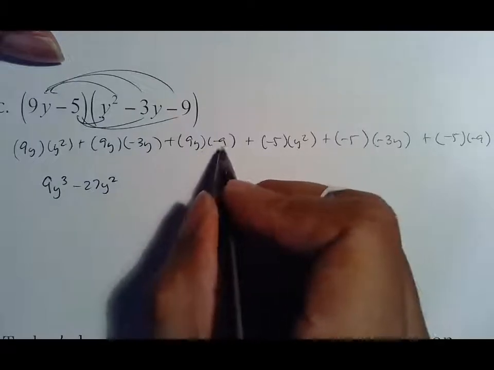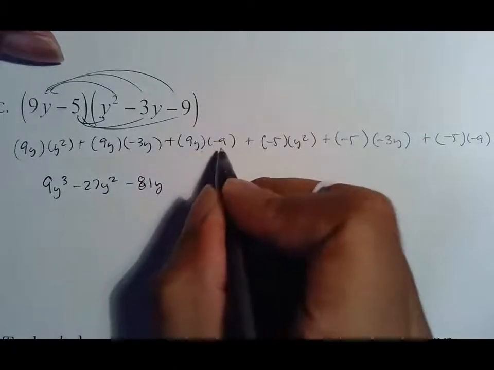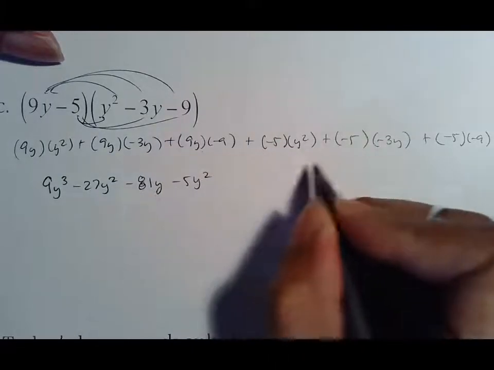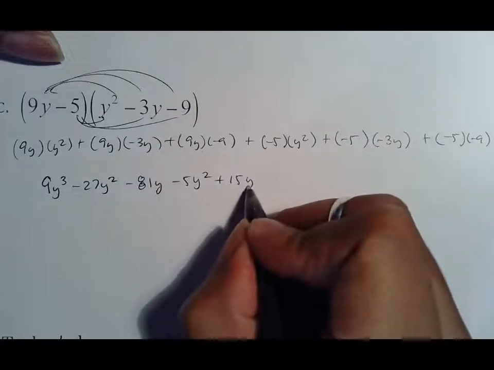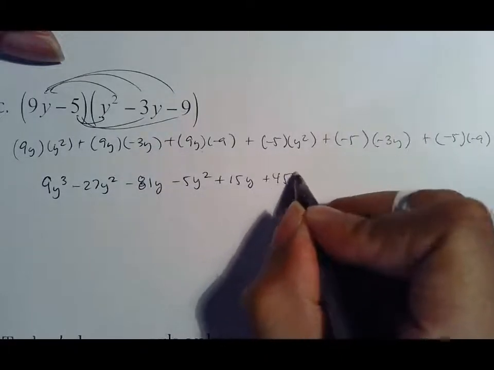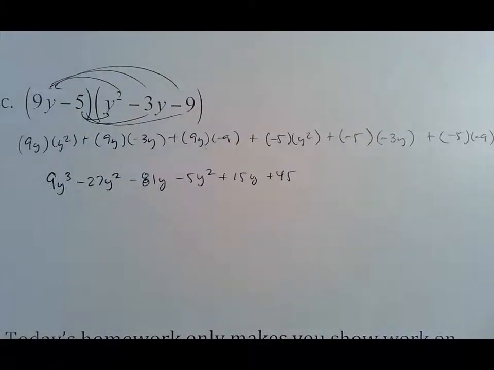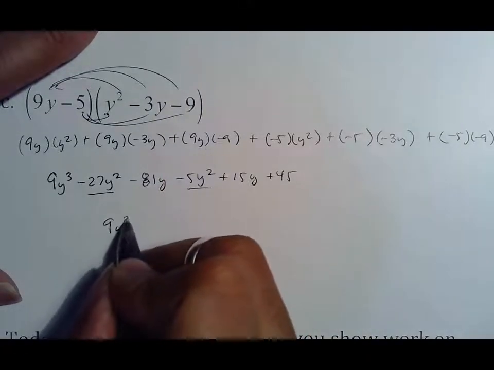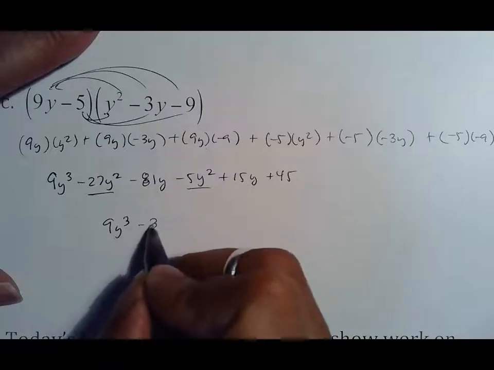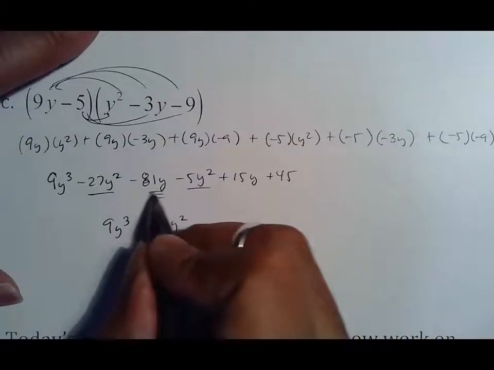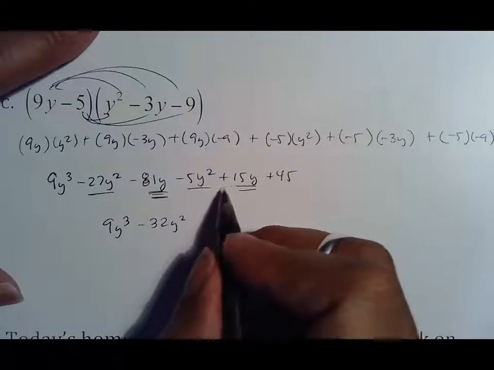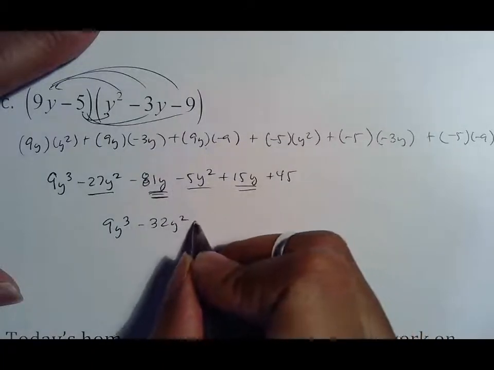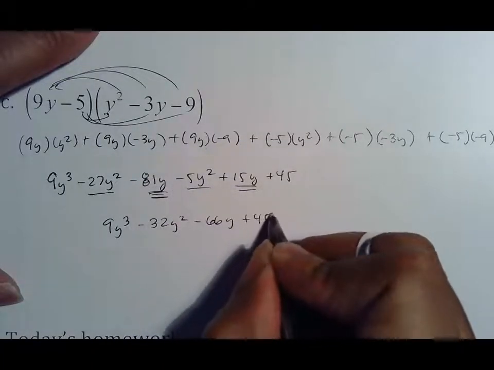Negative 27 with 2 y's. Negative 81 with 1 y. Negative 5 with 2 y's. 15 with 1 y. 45 with no y's. Like terms together, 9y to the third stays the same. That makes negative 32y squared. That makes 81 minus 15. 6 would make that 21. 60 more makes that 81, so 66y plus 45.